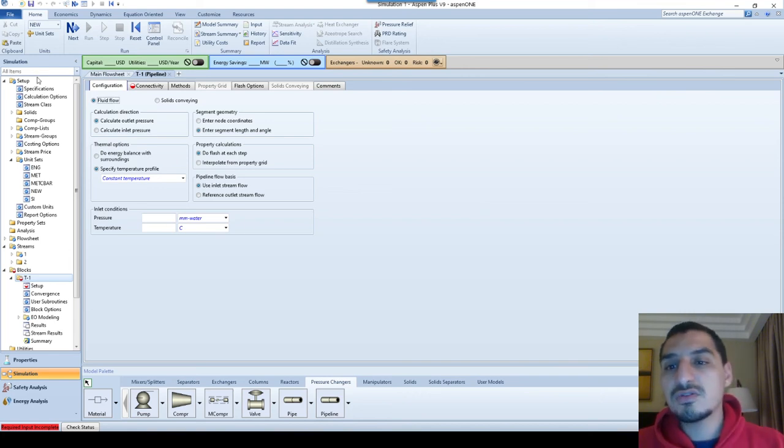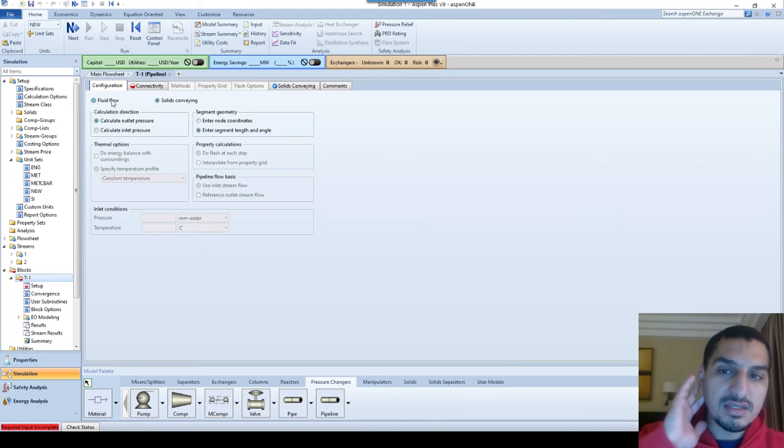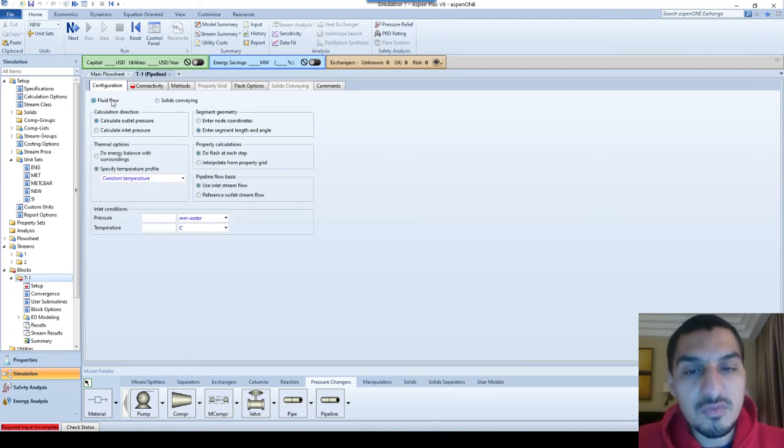information. So here we have two options: either to go for float flow or for solid conveying. If you go for solid conveying, then you do like a totally different thing. It's gonna be either a pneumatic transportation or something like this, which is gonna be totally different from the float flow. For now, we will go for float flow. And for the directions, either you calculate the outlet pressure or the inlet pressure. So you define one of them and calculate the other. In my case, I need to define or calculate the outlet pressure.